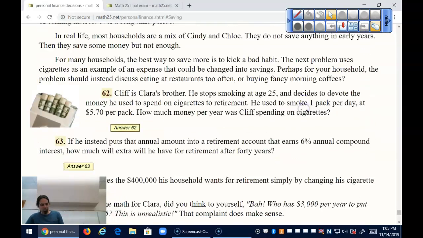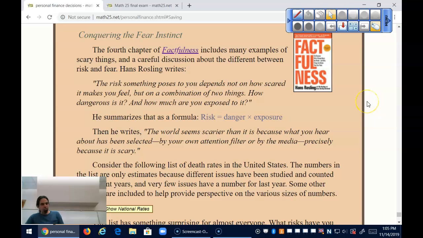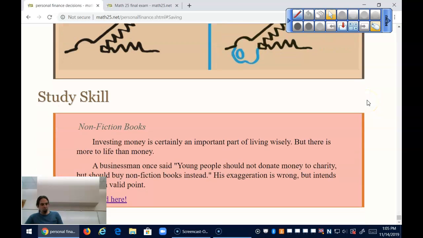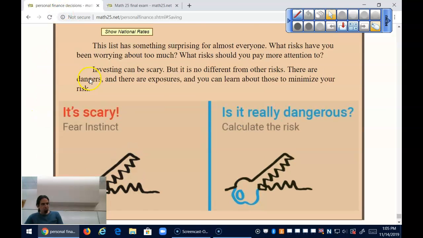Okay, let's look and see what else is here. So the Factfulness interlude is about the risk and danger thing. Not much there. And that's something you can read on your own.